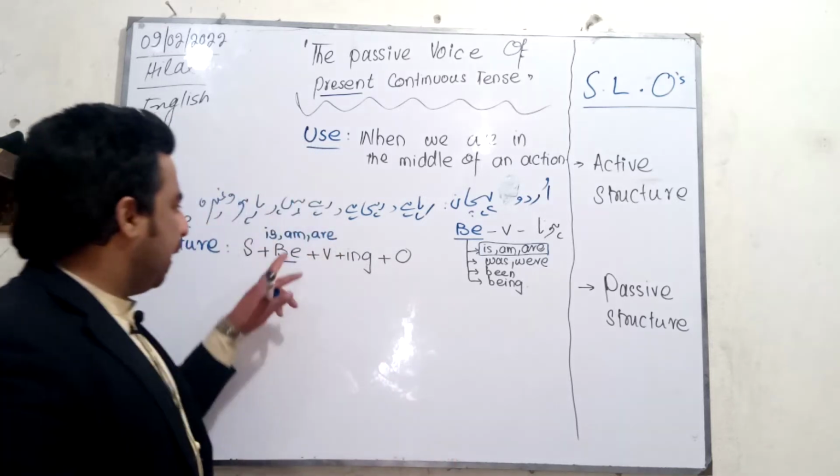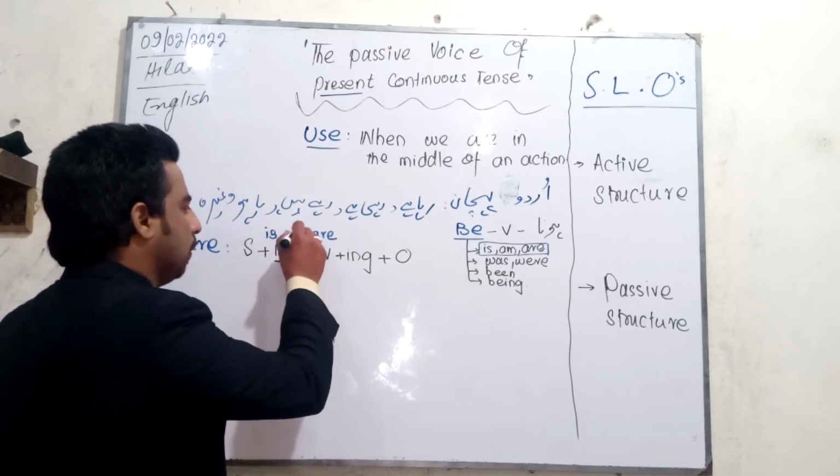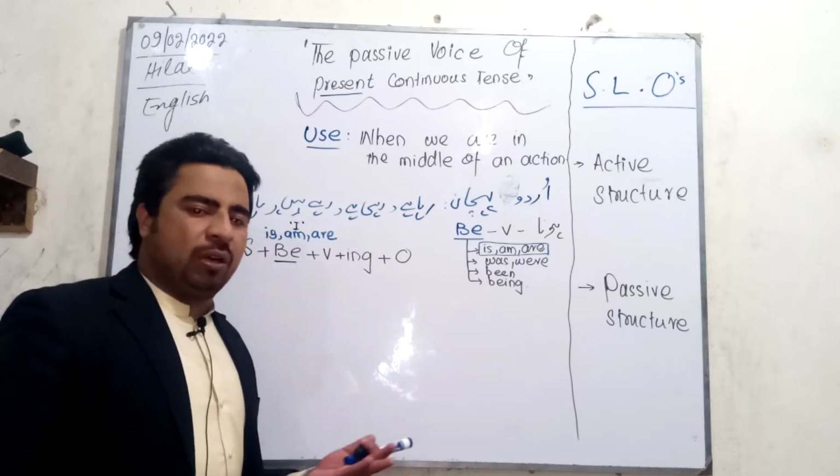Okay, और मैंने am कहाँ पे इस्तेमाल करना होता है, am मैंने सिर्फ I के साथ यूज करना होता है, और are मैंने we, you, they और प्लूरल नेम के साथ यूज करना होता है.